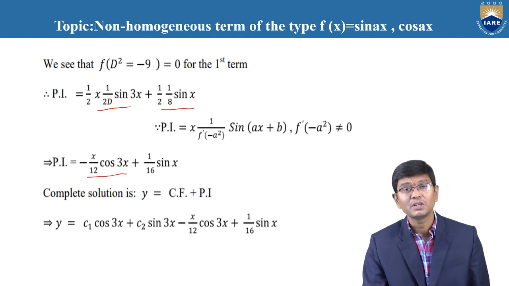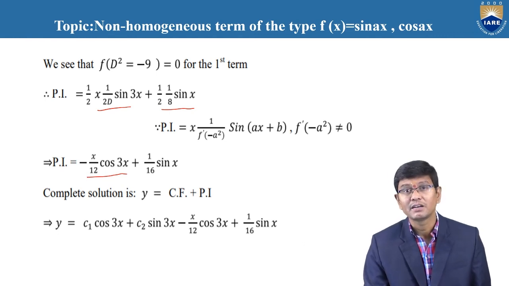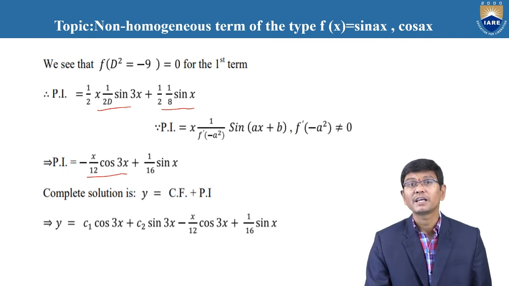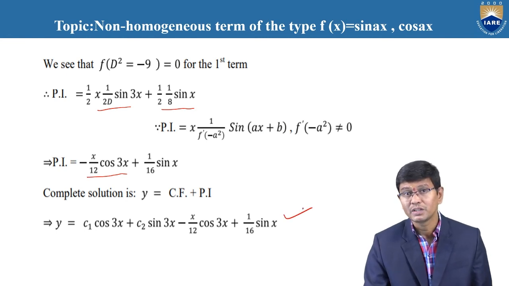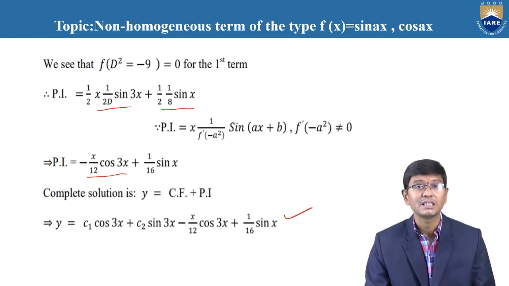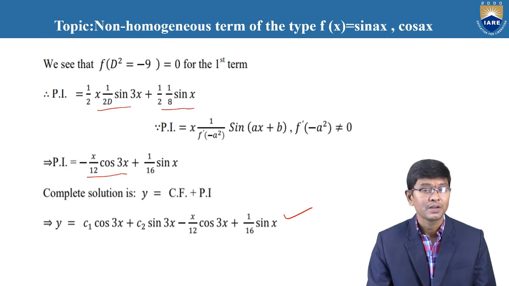Therefore, the complete solution of the given differential equation is the complementary function plus particular integration together: c1 cos 3x plus c2 sin 3x plus minus x by 12 into cos 3x plus 1 by 16 into sin x is the value.